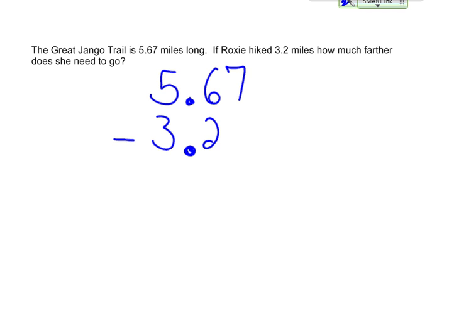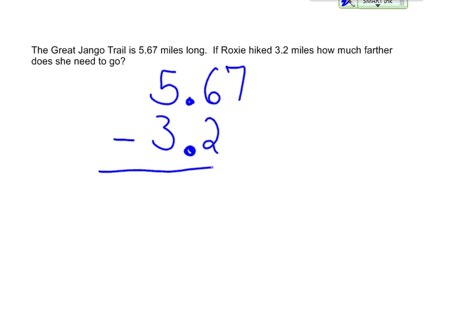Let's try another one. It says the Great Django Trail is 5 and 67/100 miles long. If Roxy hiked 3.2 miles, how much farther does she need to go? So we have a total distance of 5.67, and we know she hiked 3.2. So here's our decimal. Decimals have to be in line. There's a 3 on this side, and there's a 2 on this side.